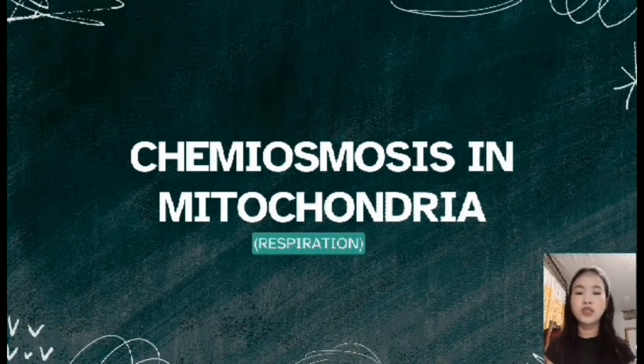Chemiosmosis in mitochondrial respiration. Chemiosmosis in mitochondria is a key process in cellular respiration that links the breakdown of glucose and other fuels to the production of ATP, the cell's energy currency.